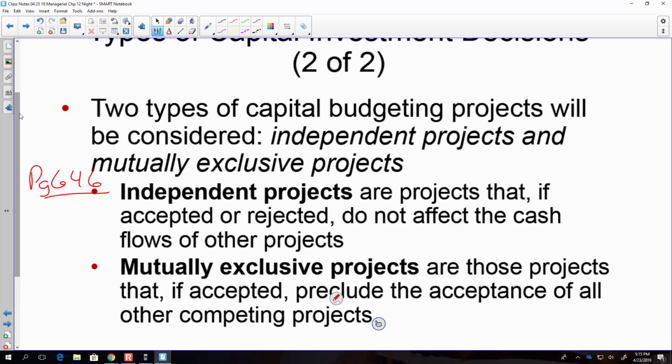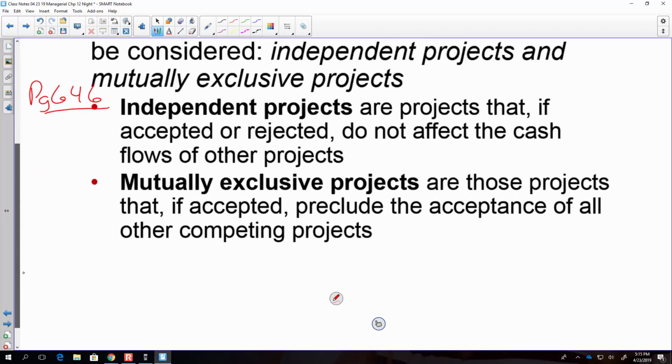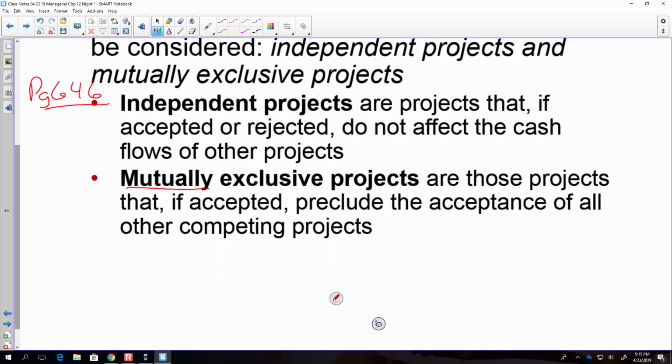An independent project is one where I can accept or reject a project, and it has no effect on another. They're independent from each other. As opposed to mutually exclusive, where if I pick one project, we're not doing the other. A lot of small companies, because of cash flow problems, fall in this category because there's simply not enough money to go around. We simply don't have the resources to do every project that we want to. So please know the difference between those two terms.